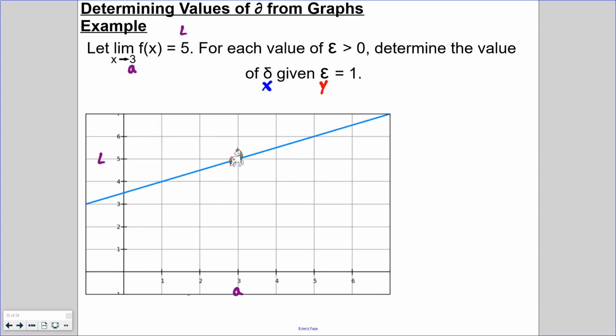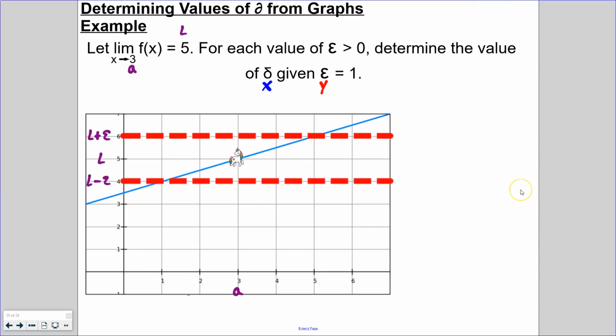So, that means to figure out what our fencing is going to be to restrict where this unicorn goes, we're going to have to add epsilon to our L value. So we have 5, so 5 plus 1 is going to give us 6. That means our upper limit is going to be here, and this is L plus epsilon, or 5 plus 1, which is 6. And then we can go one down from L, so this would be L minus epsilon, and that'll be at 4. And as you can see here, we have now created our upper and lower fences.